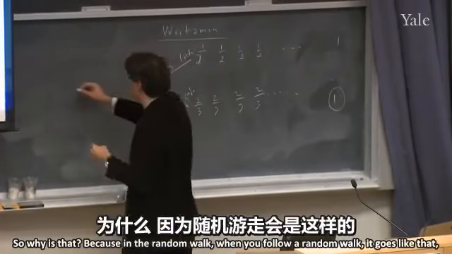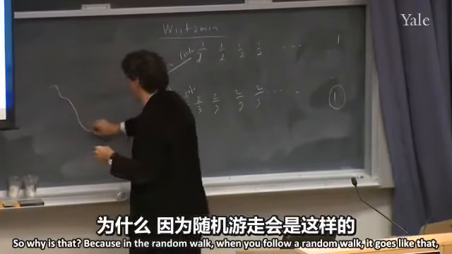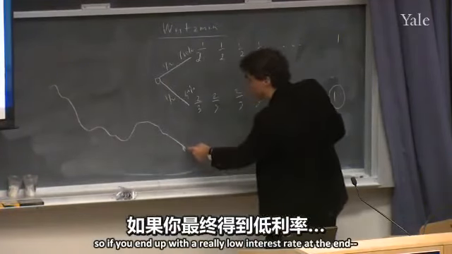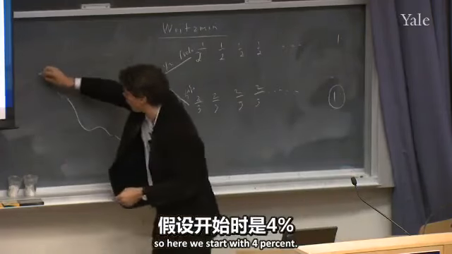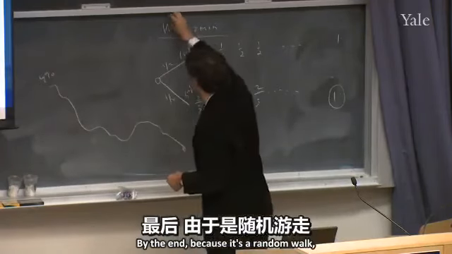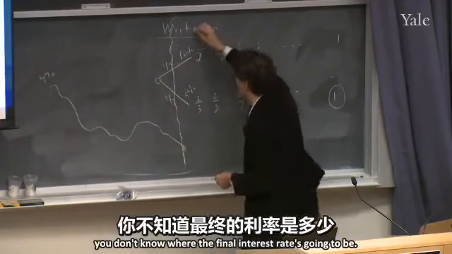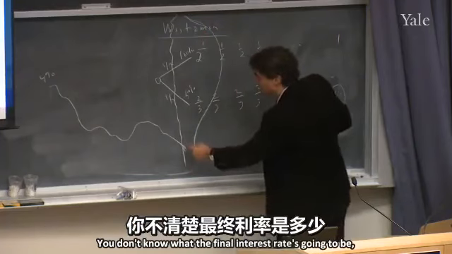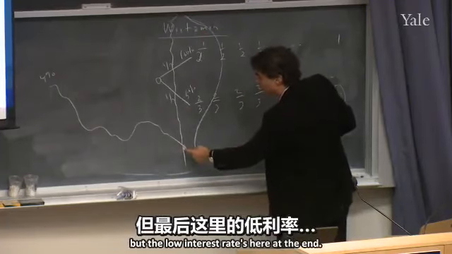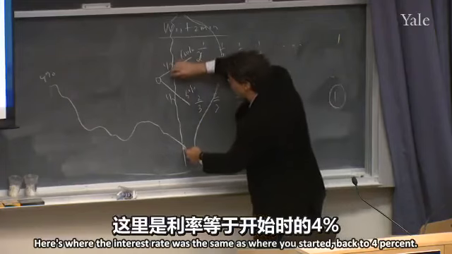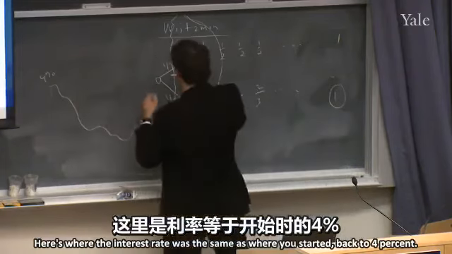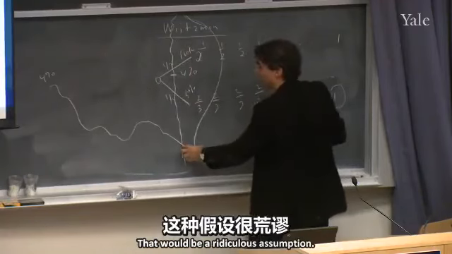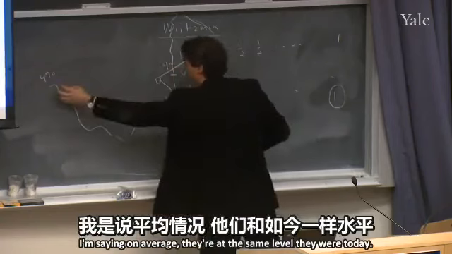So why is that? Because when you follow a random walk, it goes like that. Here we start with 4%. By the end, because it's a random walk, you don't know where the final interest rate is going to be. It's going to be some normally distributed thing like that. But the low interest rates here at the end, here's where the interest rate was the same as where you started, back to 4%. I'm not saying that people typically go down here. That would be a ridiculous assumption. I'm saying on average they're at the same level they were today.